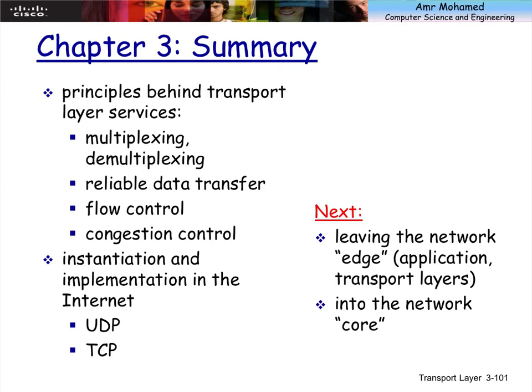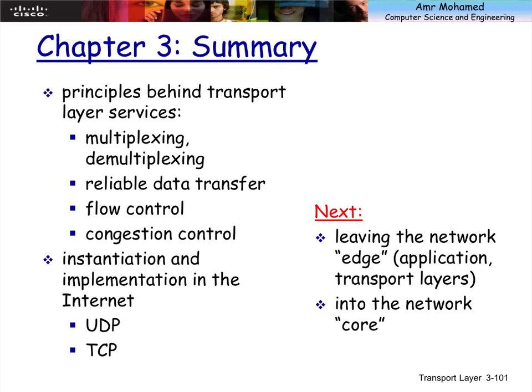We talked about finite state machines to analyze this, and then we talked about how to provide reliable services for TCP. TCP uses a combination of Go-Back-N and selective repeat. It does not actually use one of them, it mixes between them. Then we talked about flow control, and how TCP performs flow control easily by using the parameter, which is the receiver window.